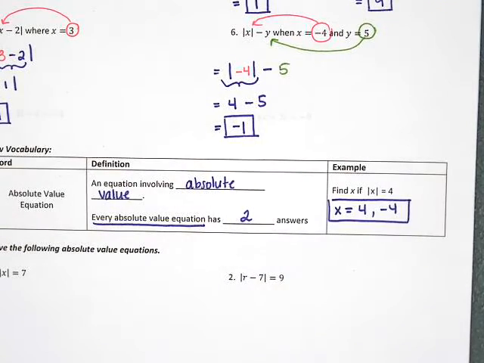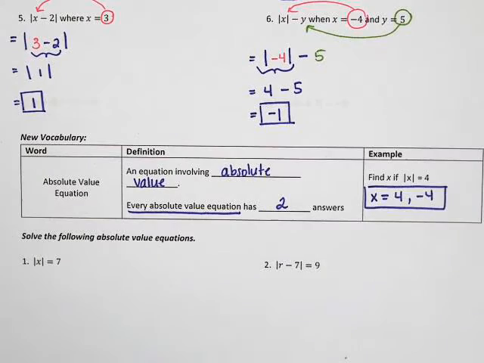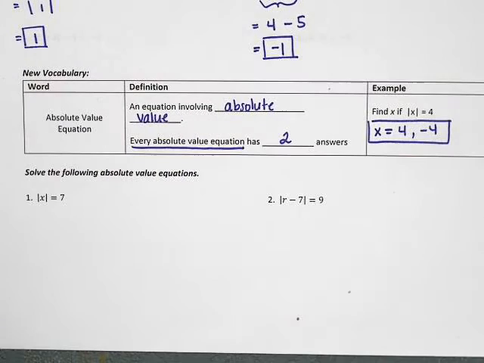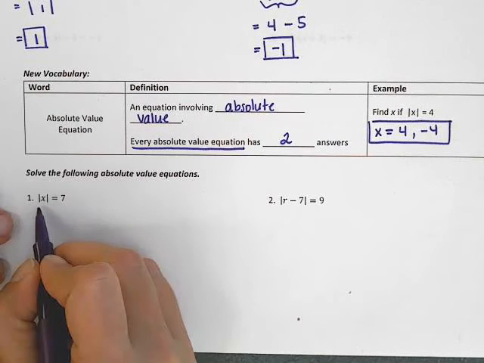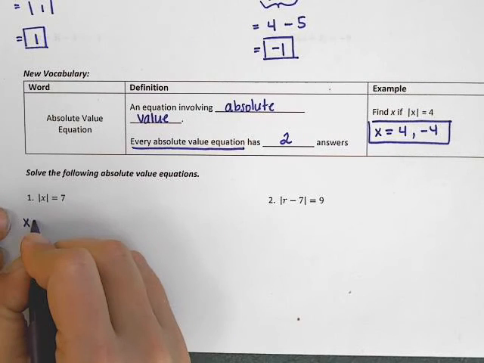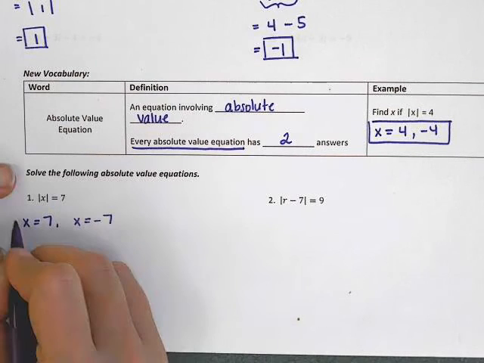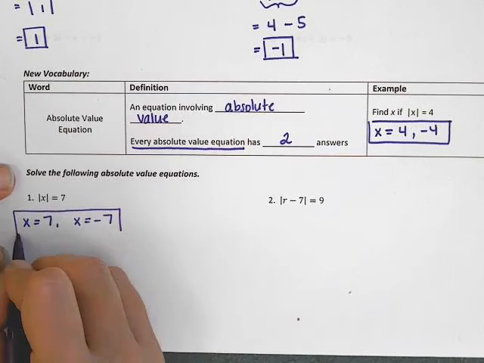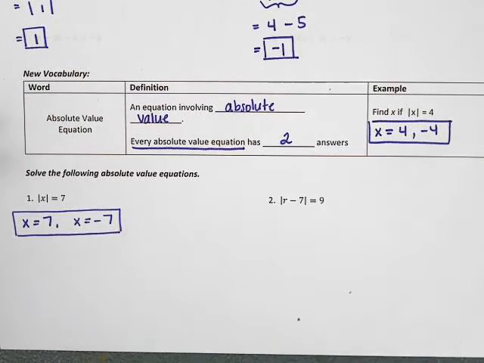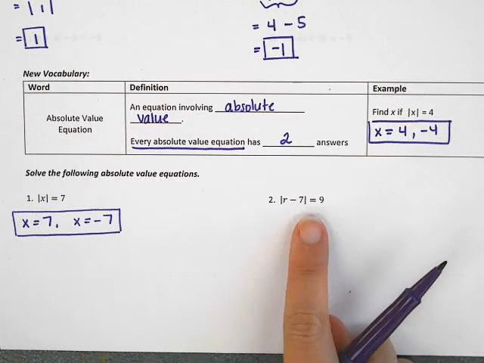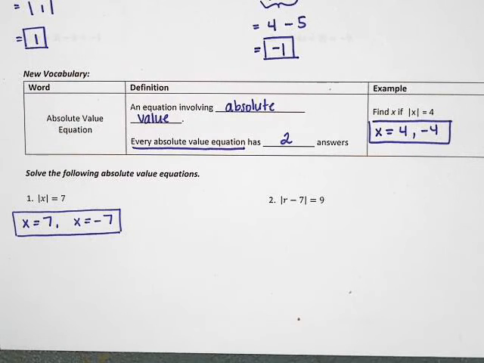How can we use that to solve more problems? This idea that there are two answers, a positive and a negative of the same number. Well, if I say the absolute value of x is 7, you would say then x must have been 7 or x must have been negative 7. That's pretty easy. But what if I say that the absolute value of a number minus 7 should equal 9? Now this one's not so easy.